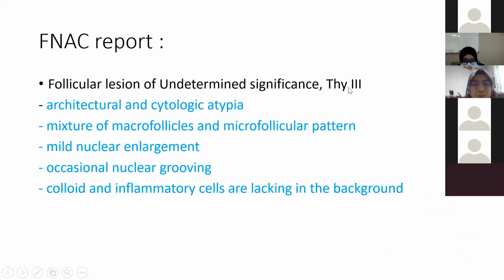Okay, so this is an example case of follicular lesion of undetermined significance, or atypia of undetermined significance, because of the presence of both architectural and cytology atypia. The architecture in this case is more or less 50-50, a mix of macrofollicular as well as microfollicular pattern. And the cytology atypia shows nuclear enlargement. The cells become oval with occasional nuclear grooving, and the colloid and inflammatory cells are lacking in the background. So therefore we reported this case as FLUS.